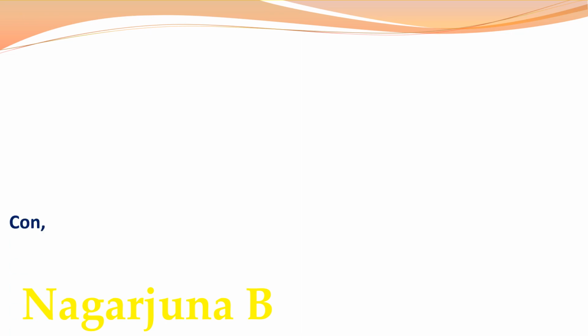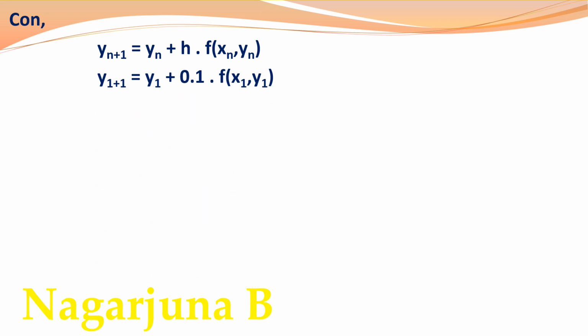Consider yn plus 1 is equal to yn plus h into f of xn comma yn. Here we shall consider the value of n is equal to 1, since we need to find the value of y2. So it will be y1 plus 1 is equal to y1 plus 0.1 into f of x1 comma y1. The h value is 0.1. So 1 plus 1 will be 2, and the x1 and y1 values we have just calculated, those values we substitute in place of x1 comma y1.